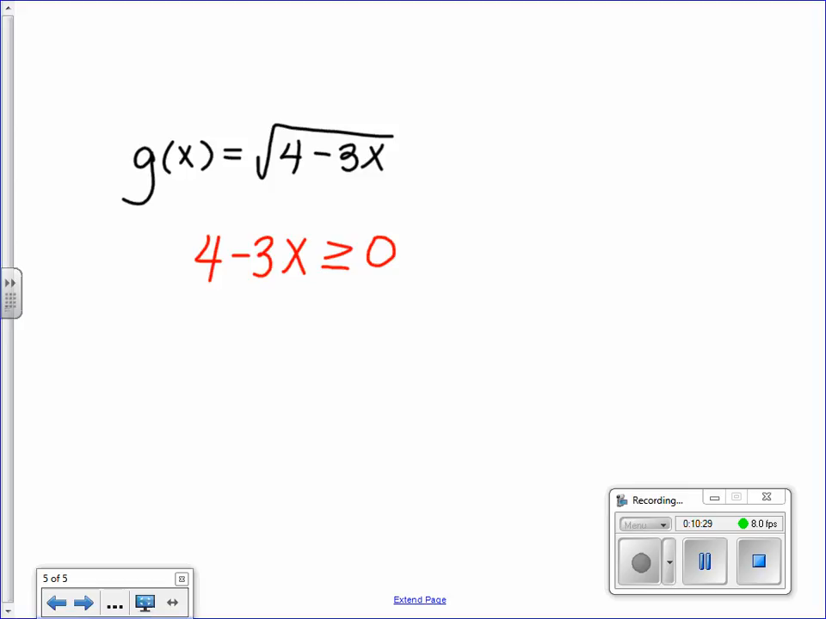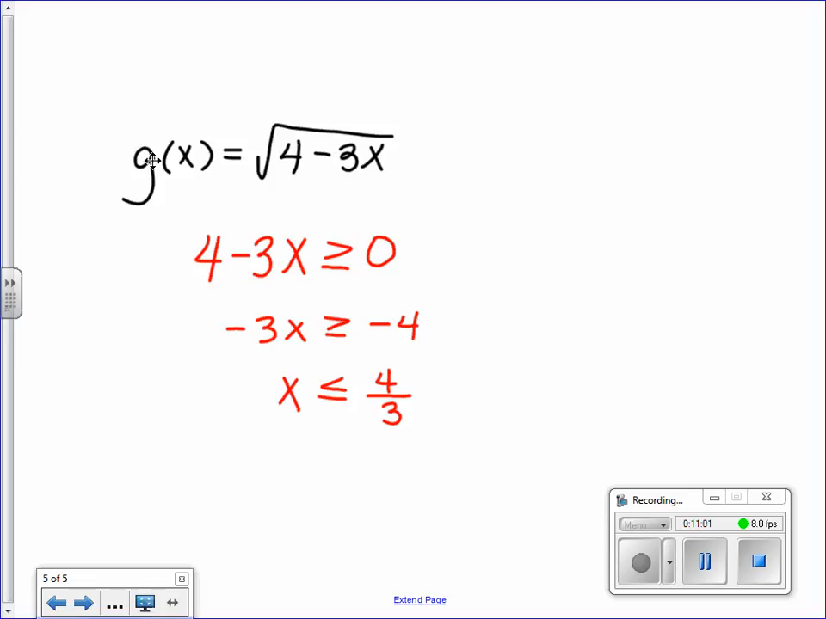We can deal with that. So that leaves you with negative 3x is greater than or equal to negative 4. X is less than or equal to 4/3. Anybody remember why that sign flipped? Why did it go from a greater than to a less than? Right, divided by a negative. Whenever you multiply or divide by a negative, you have to flip your inequality.